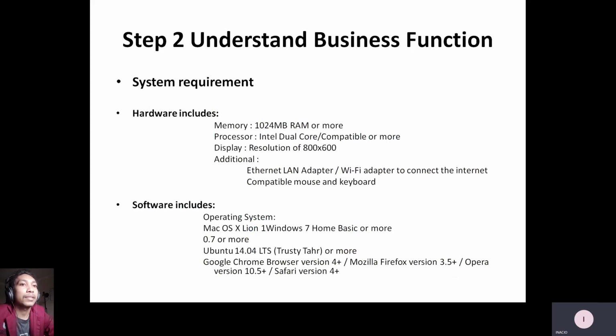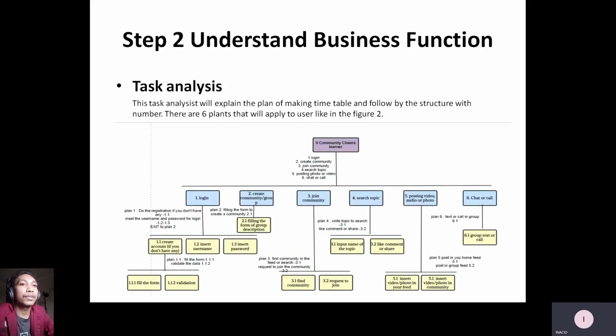This is all about the system requirement. And then let's move on. This is task analysis. Task analysis, we can see we have 6 parts. This will apply to the user like this figure 2. We have community learner. This is like the front, and then we have login, create community, join community, search topic, posting photo and video. This is the login part.